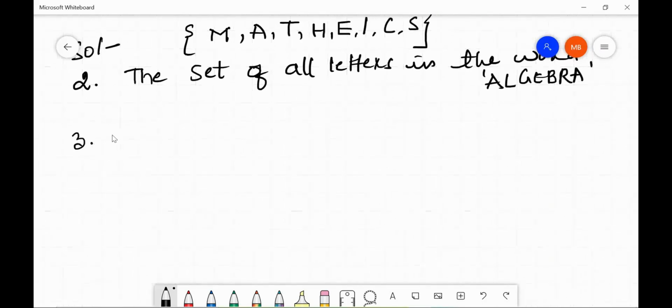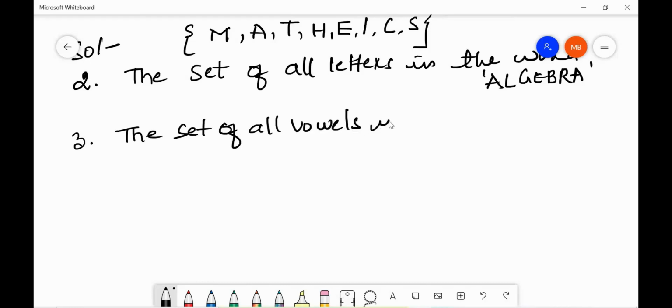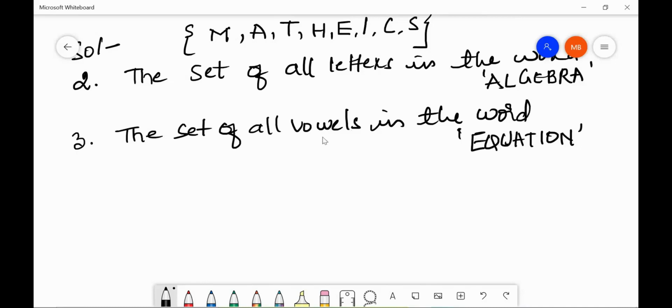Question number 3: the set of all vowels in the word equation. Okay, so be careful here. I'm not talking about letters here, I'm talking about vowels. So be careful, emphasize. Okay, so this is again your task, your assignment. 2 and 3.